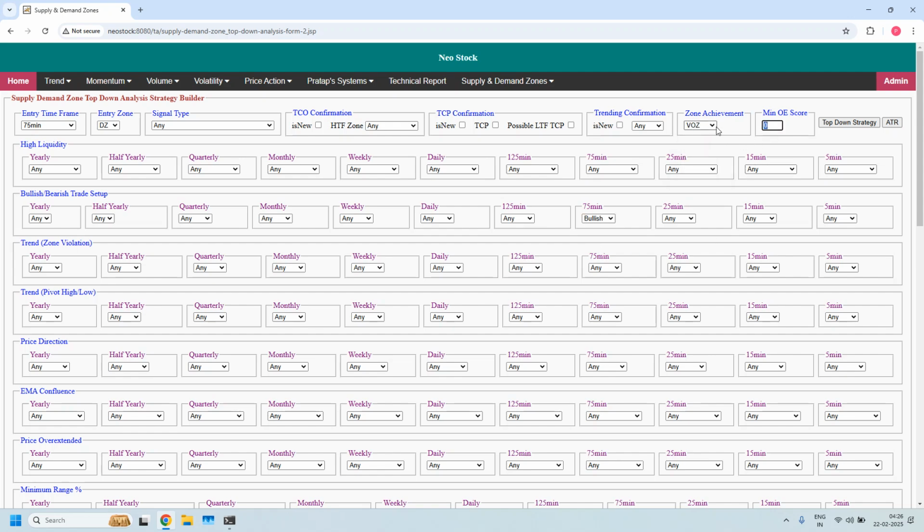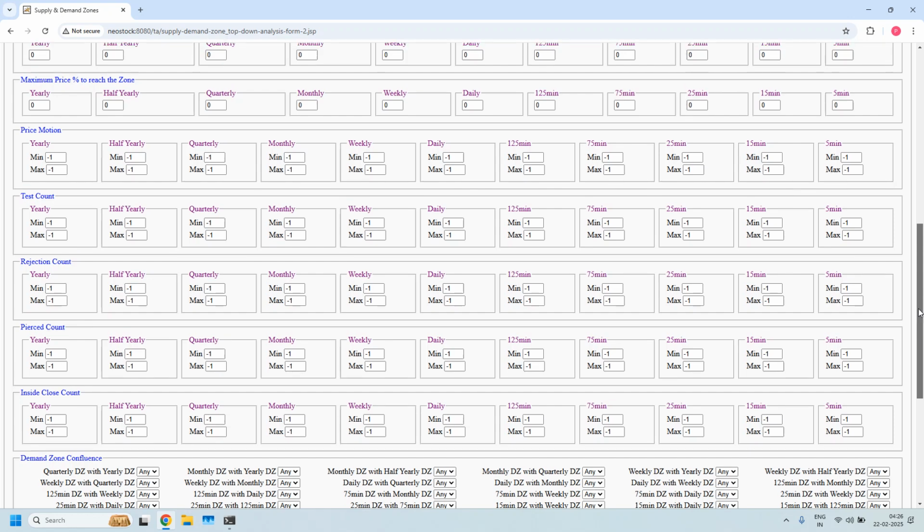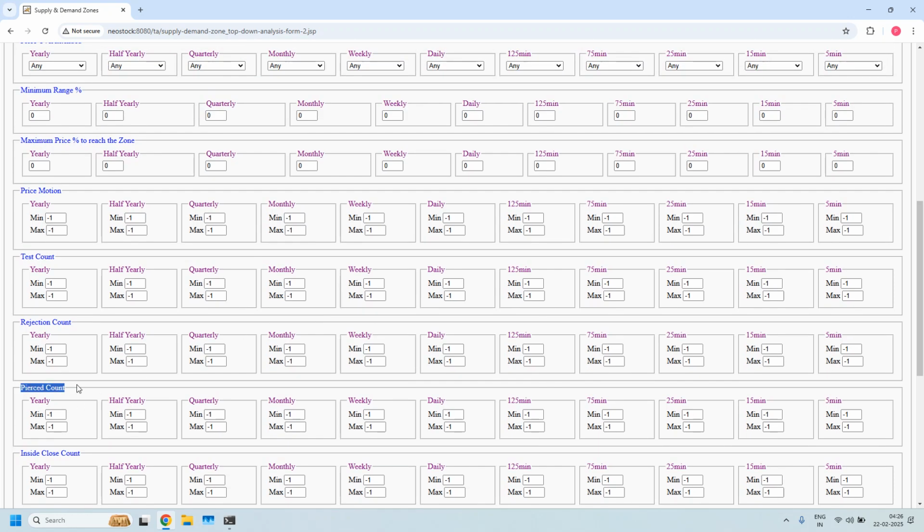Zone achievement VOZ, minimum order enhancer score 12. And the 75 minutes demand zone should not be pierced. So in the pierced count, at 75 minutes, minimum value I am setting 0, maximum value 0. That means the pierced count should be 0. Pierced count 0 means the zone is not pierced.